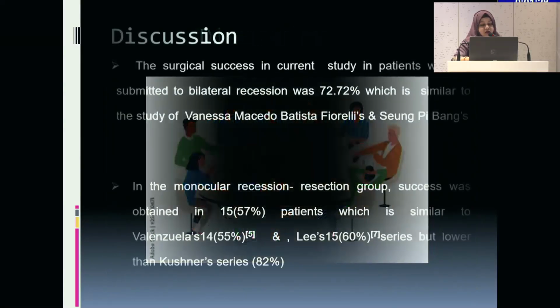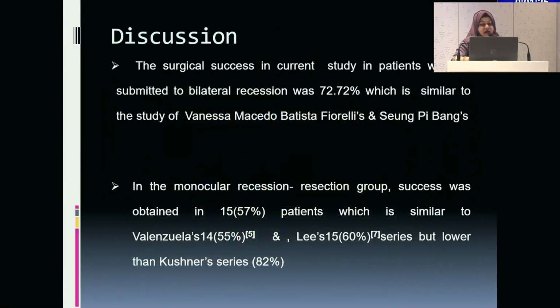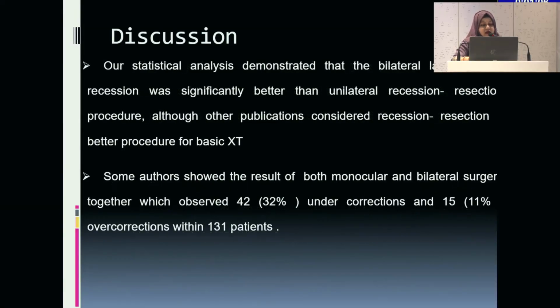Now the discussion. The surgical success in the current study in patients with XT who underwent bilateral recession was 72.2%, which is similar to the study of Vanessa and associates. In the monocular group, the success was 57%, which is similar to Valenzuela's study. Our statistical analysis demonstrated that bilateral lateral rectus recession was significantly better than unilateral recession and resection surgery, although other publications considered resection a better procedure for basic XT.